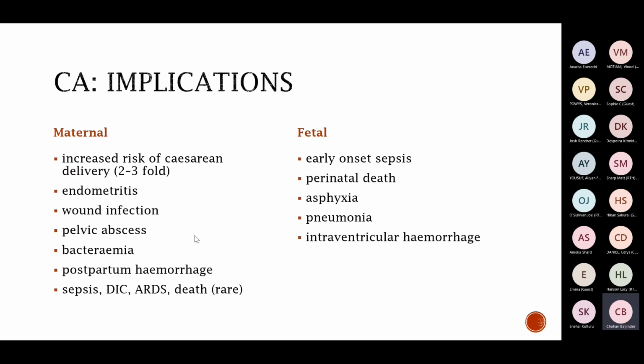More likely to bleed. So if there's an infected uterus with infected contents, might be more likely to be atonic, more likely to bleed, and then obviously the risks of sepsis, DIC, all that kind of stuff. And then for baby, we said sepsis, death. Remember, they can be hypoxic, and they can develop pneumonia or have a bleed as well. It's a very difficult one sometimes to diagnose and, as I say, manage.